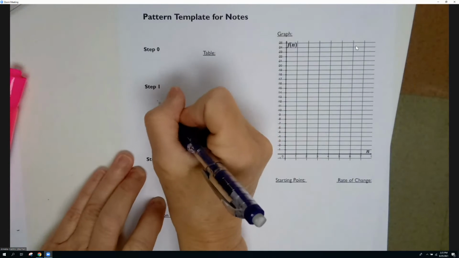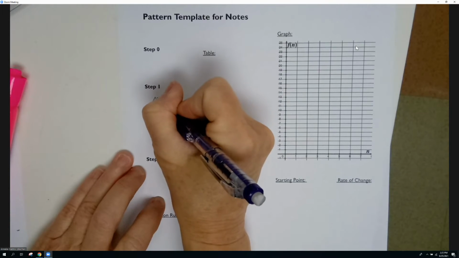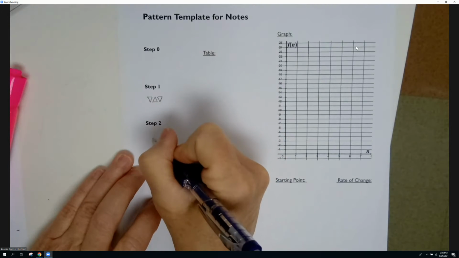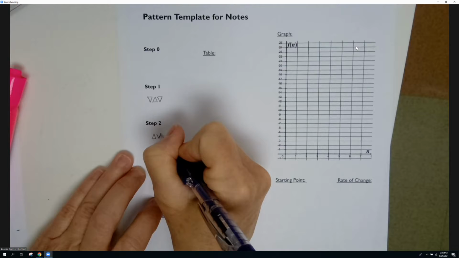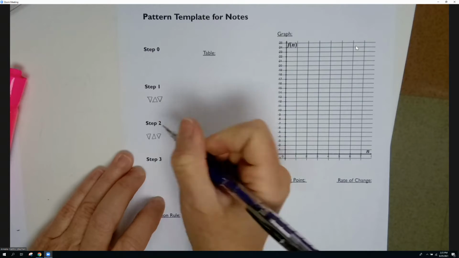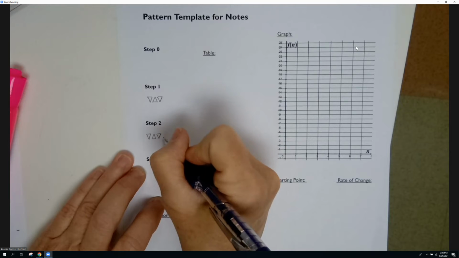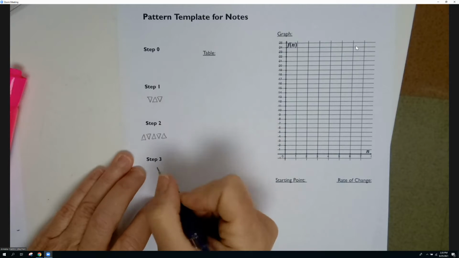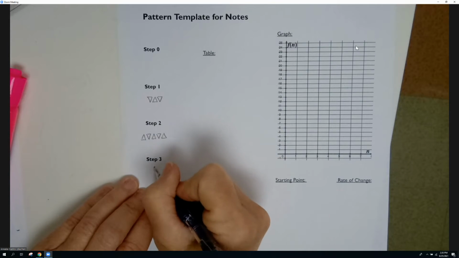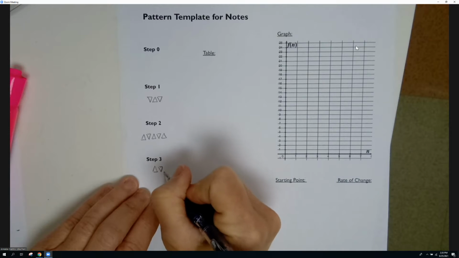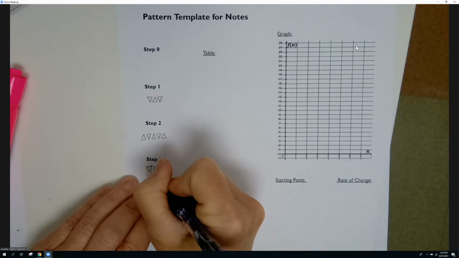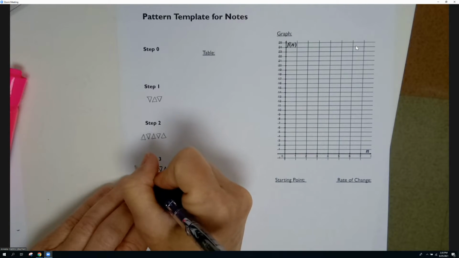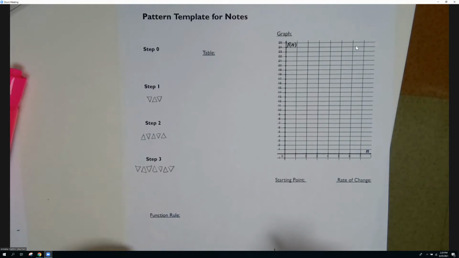So I kind of like the pattern with the triangles. Step one looked like this, and step two looked like this. And then they added two more triangles, and they added two more triangles to that. So that's the same. Now I've got to add two more triangles. Notice I'm trying to repeat the same pattern again and again.